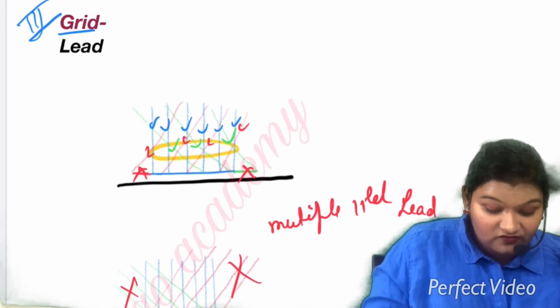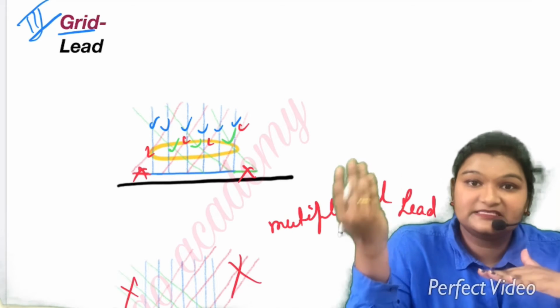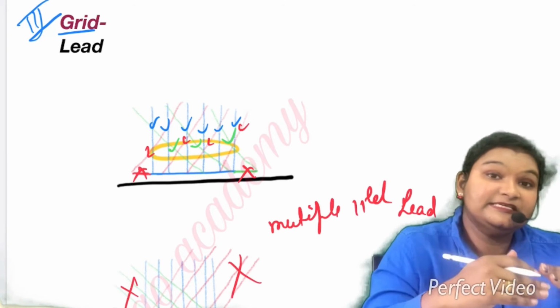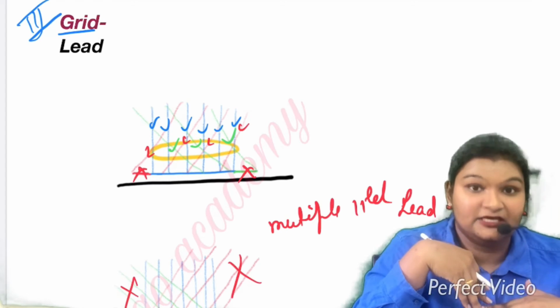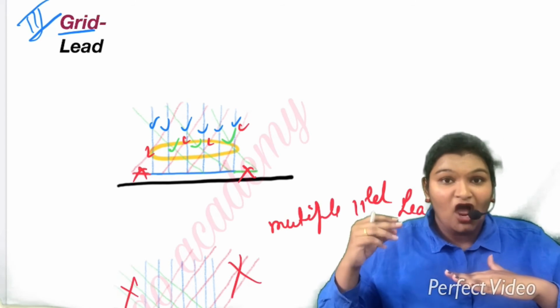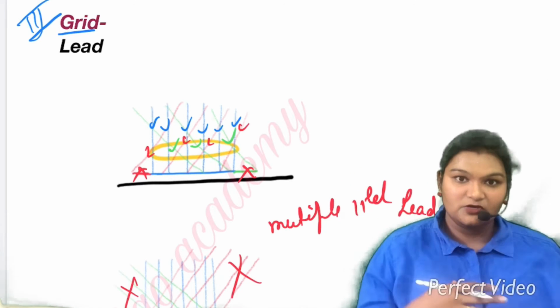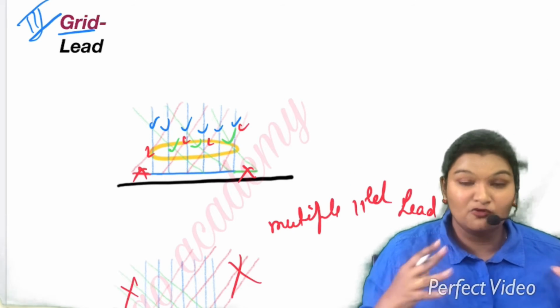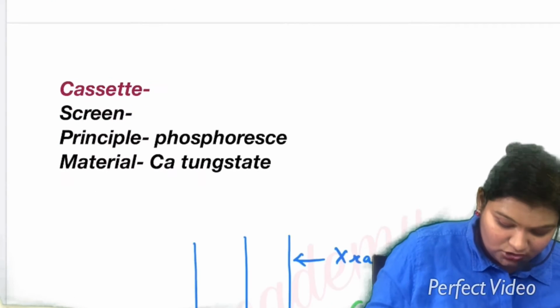But the drawback of this grid is that since some of the X-rays are being blocked, there is a decrease in sensitivity of the X-ray. So when you put a grid, you have to somewhat intensify the exposure of X-ray. So in this way, you get a proper imaging and there is no magnification, no blurring of anything. So this is the function of the grid.